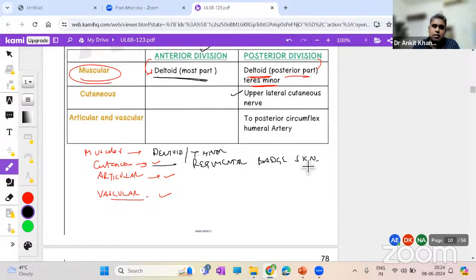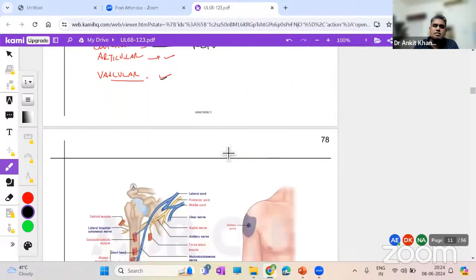What is the regimental badge sign? Suppose the patient has damage to the axillary nerve. And over here, there will be some cutaneous or sensory paresthesias, right? And that is where the badges are, there's one over here with the regiments of the army or air force, so that is known as the regimental badge sign. And then you have the articular and vascular branches; whatever you feel like, you can answer over here. This is how you can answer any nerve.